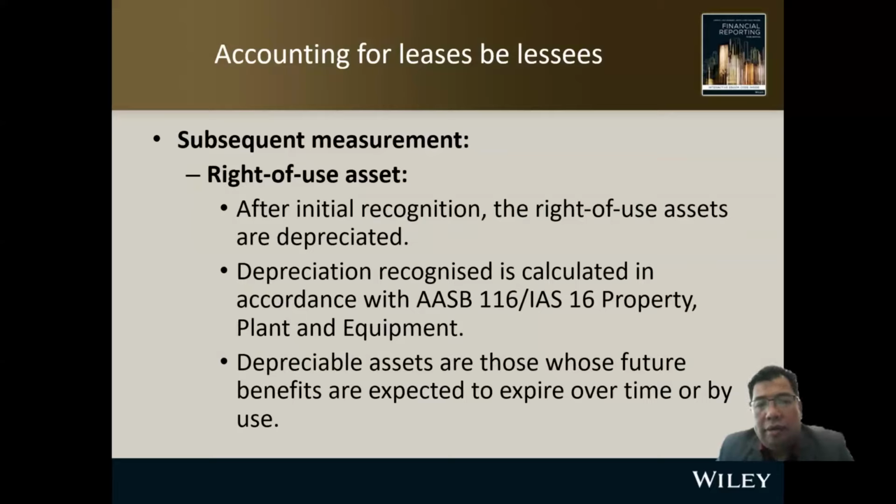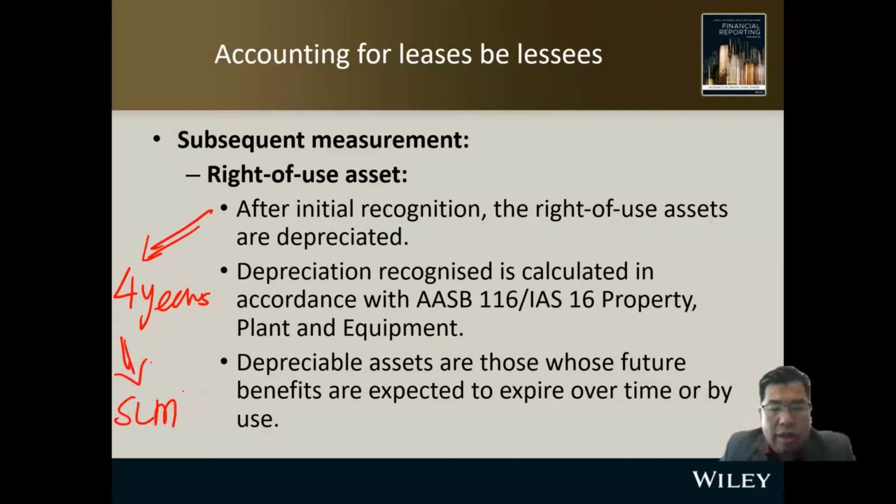For the right of use, after the initial recognition, the right-of-use asset is depreciated. For example, the asset can be used for 4 years. So if you have 4 years, maybe you can use the straight-line method, so you're going to divide by 4 years. Depreciation recognized is similar to AASB 116, property, plant and equipment, whereby depreciable assets are those whose future benefits are expected to expire over time or by use. They don't clearly mention what methods we should select to come up with the depreciation amount. So it's up to you.